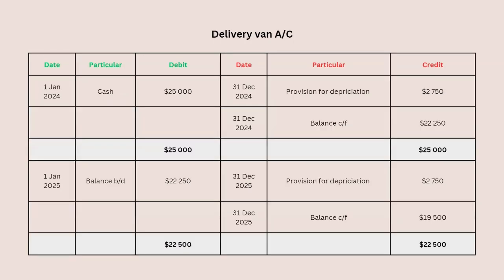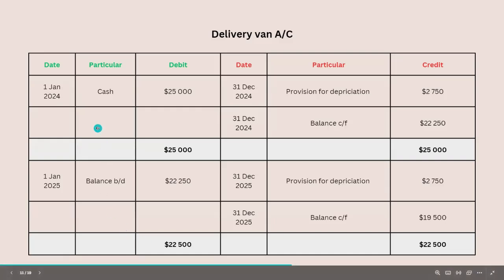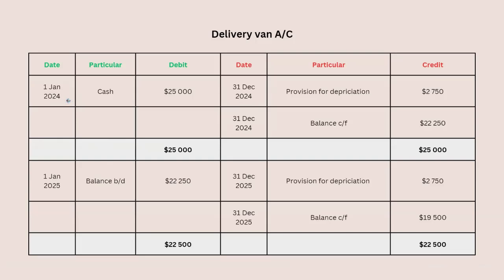Now, let's look at the delivery van account. How is that going to look? So, first of all, on 1st October 2024, I bought the delivery van for $25,000 in cash. So I put an entry that I did purchase a delivery van. On the other side, I'm going to put the depreciation, which is reducing the value of the delivery van. And I have to balance it. So to balance it at the year end, I will write balance carried forward, which is CF.